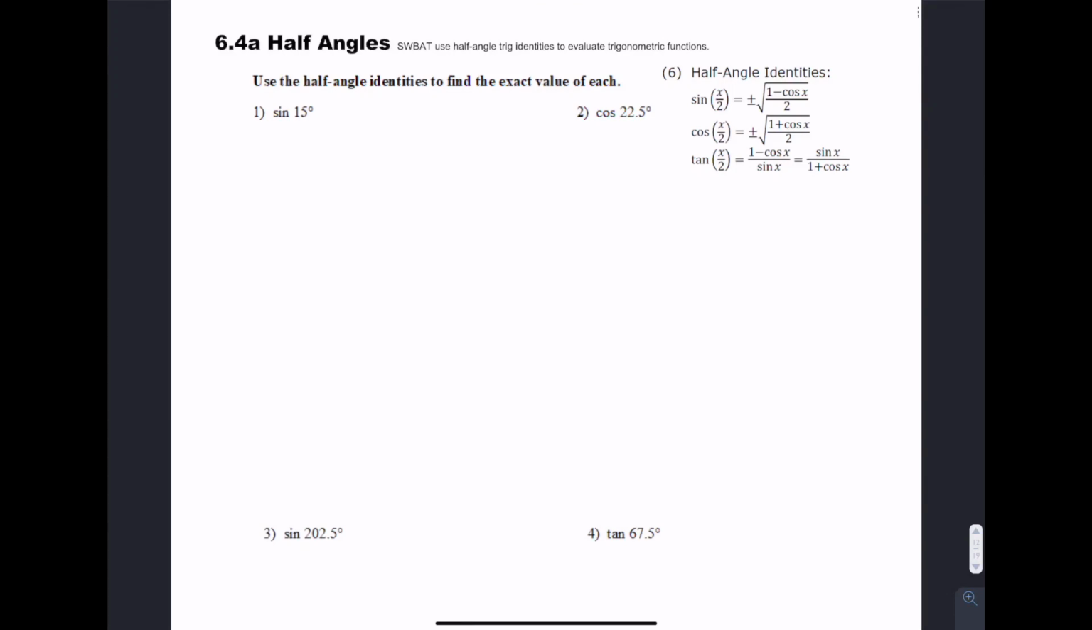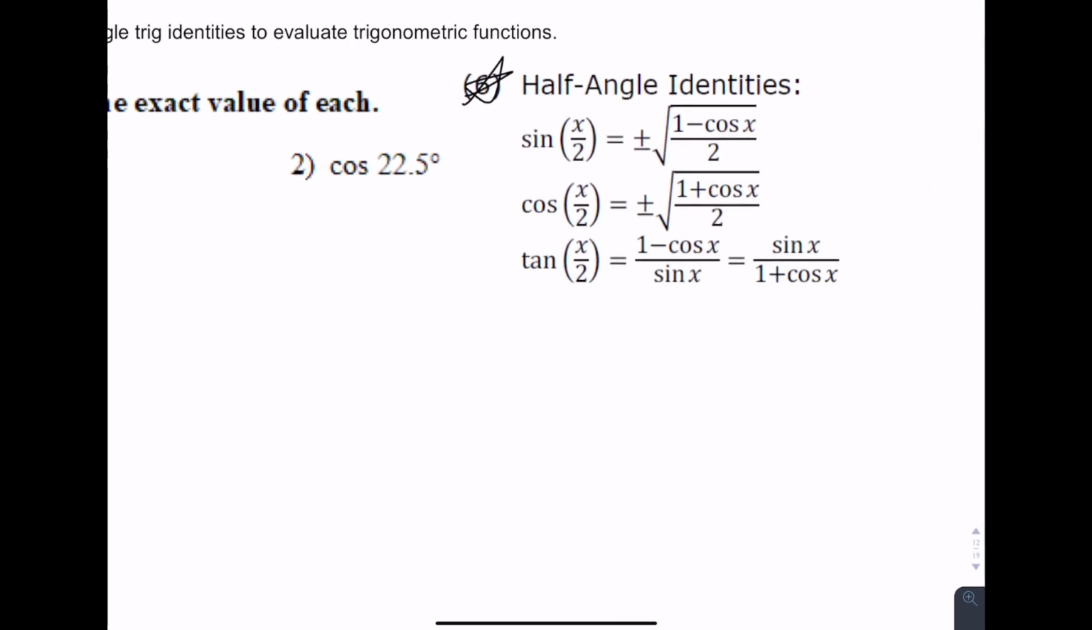So last time we learned about double angles. Today we're going to learn about half angles. So over here, where I'm starting out, these are the formulas for half angles. Okay, so sine x over 2. So let's say we're cutting the angle in half.